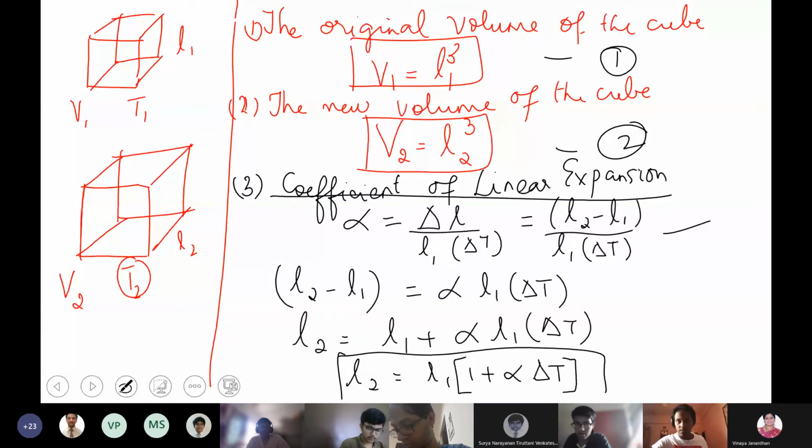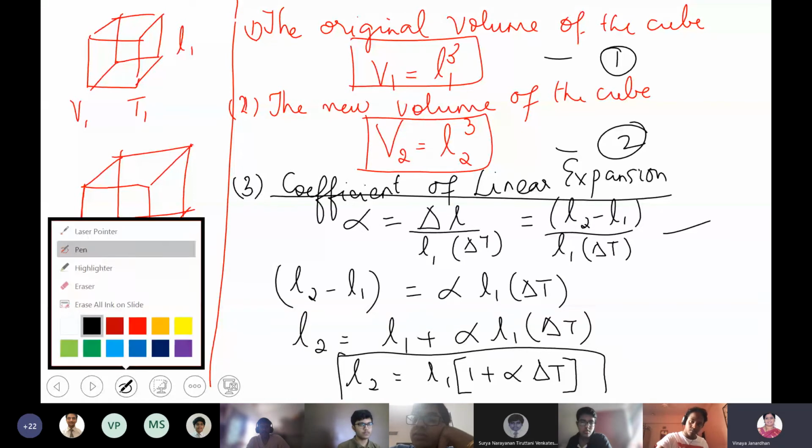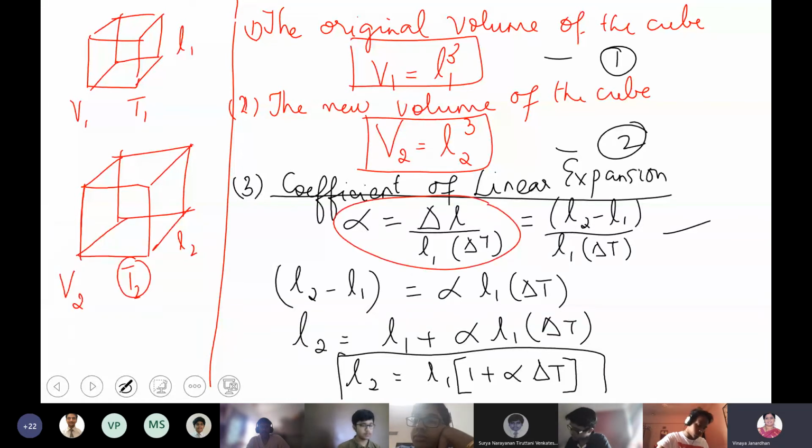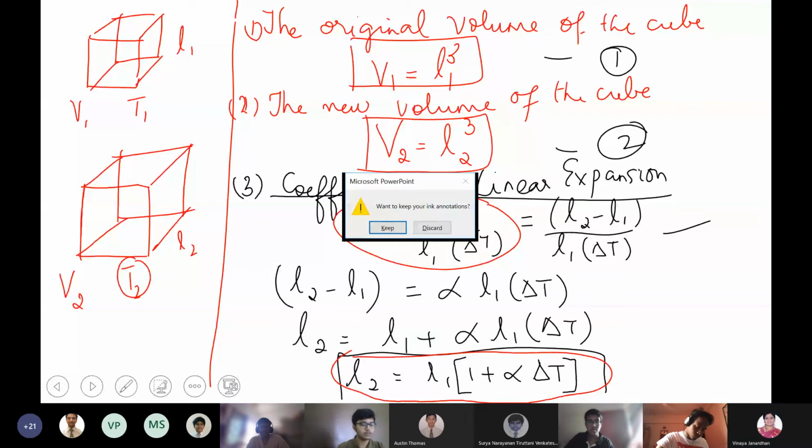What is the heading of this derivation? The relation between coefficient of volume expansion and linear expansion. That is, you have to prove the relation between gamma and alpha. From this expression of alpha, I am getting an expression for L2. Is that clear, boys? Can I move to the next one?